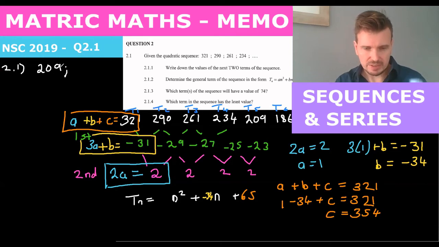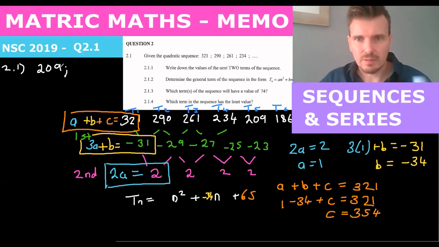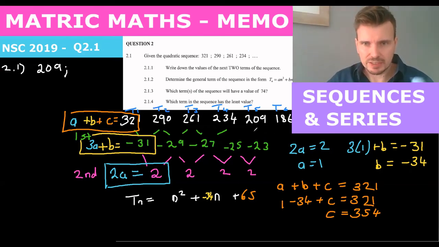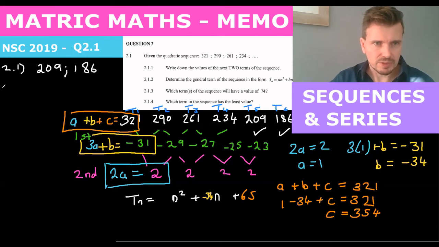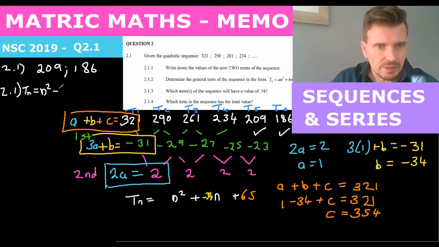So I replace 6 and I get 186. So I've checked these two, they're right, 186. And I now know that my general formula is correct. So Tn equals n squared minus 34n plus 65.